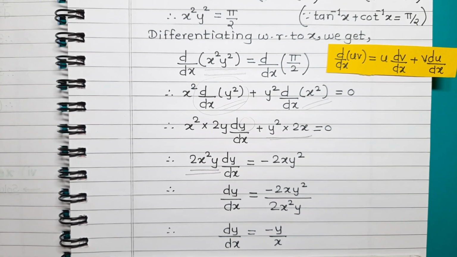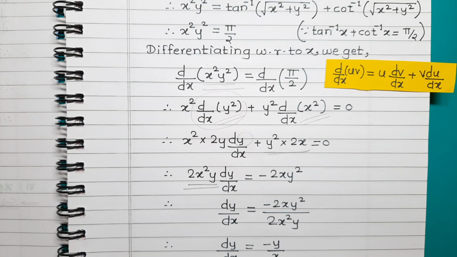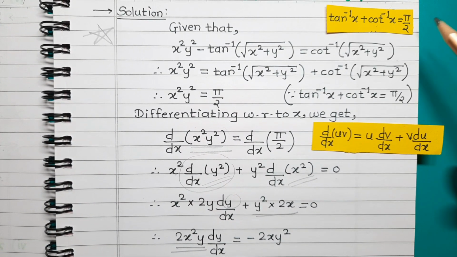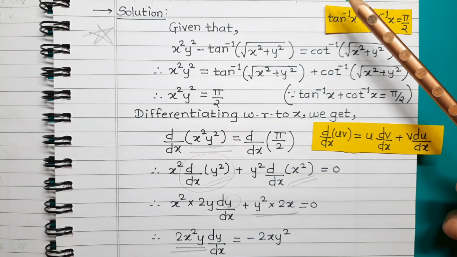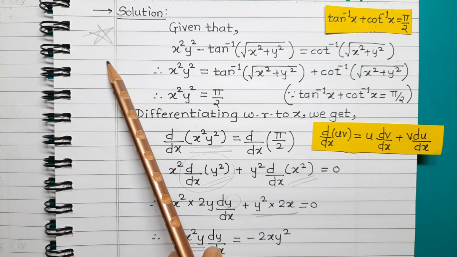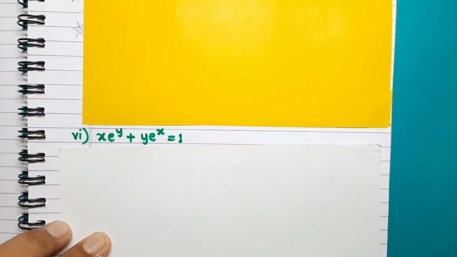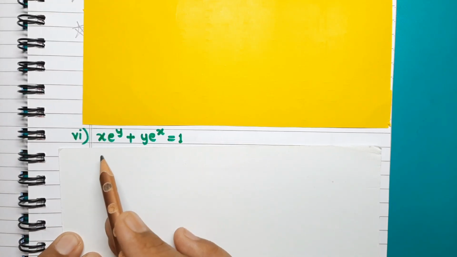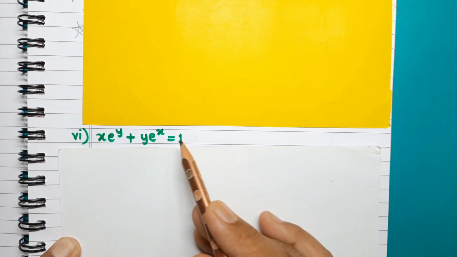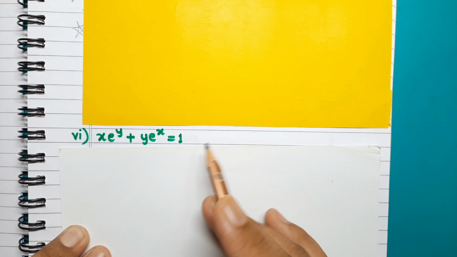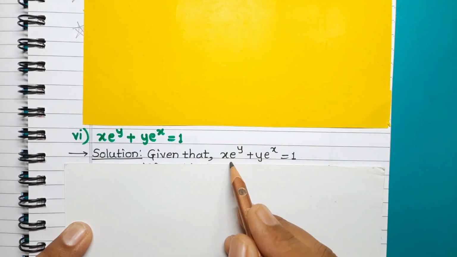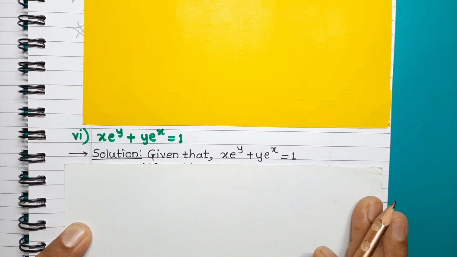You note that in this example we have used some trick here. We have used a property and reduced the given function to a very simple function. So you note this example. Then the last example of this session, sixth sub question: x into e raised to y plus y into e raised to x is equal to 1. So in the solution you write down the given function. Okay, and we are going to differentiate at this step directly.